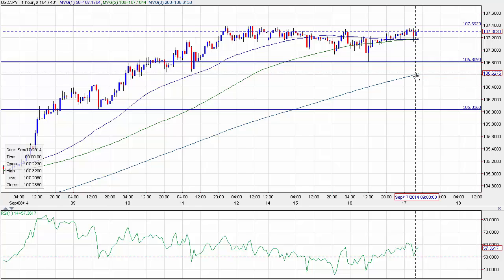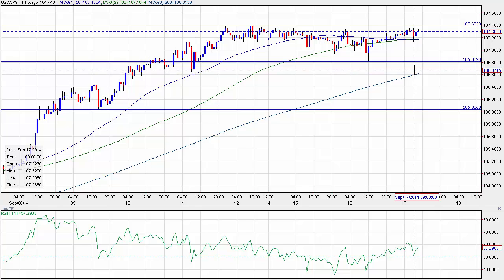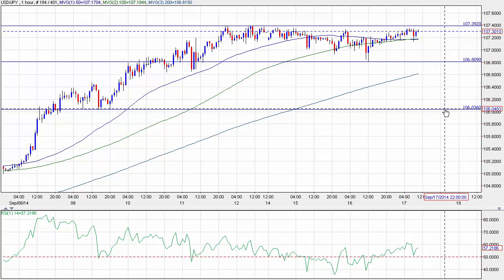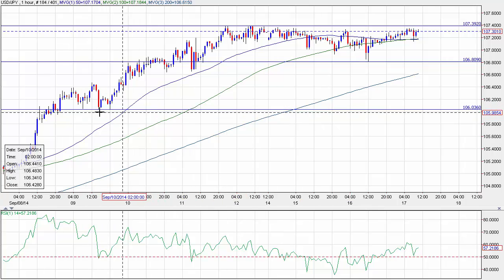Now, with the Japanese yen being in such a sharp or persistent bearish mode, we should probably limit any dollar yen bearish outlook to the 106 area and the September 9 support.